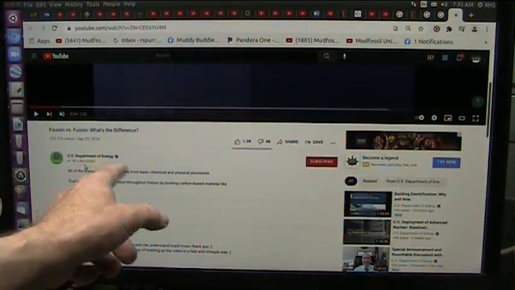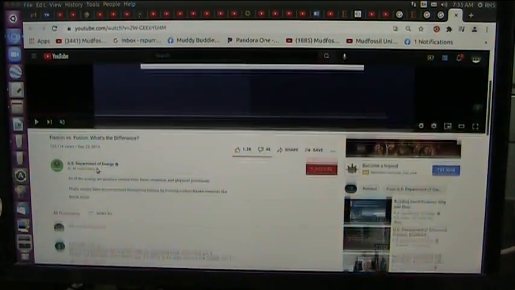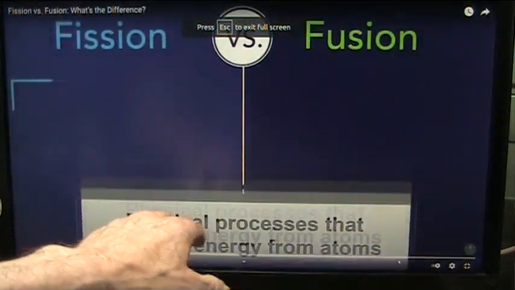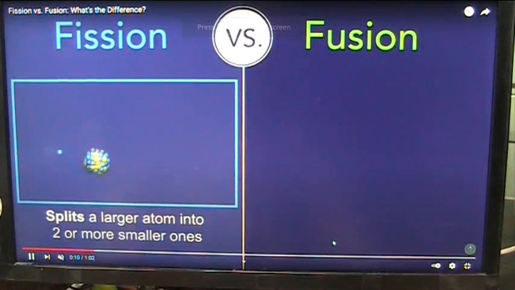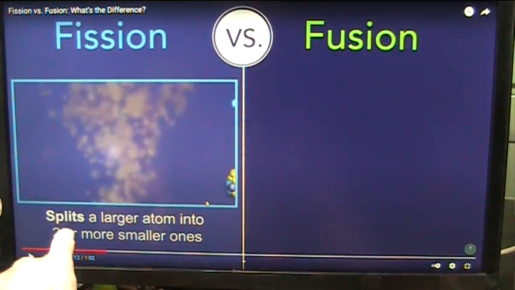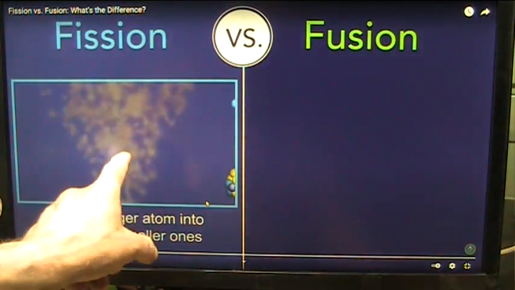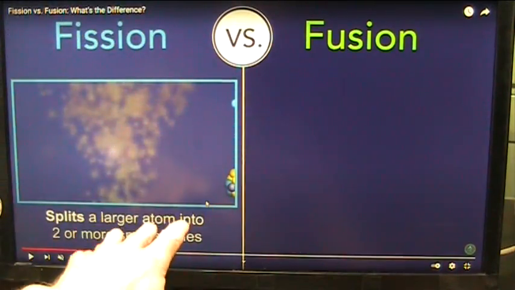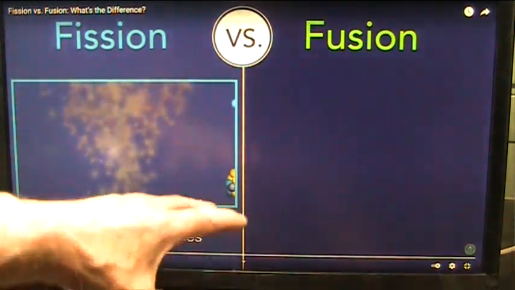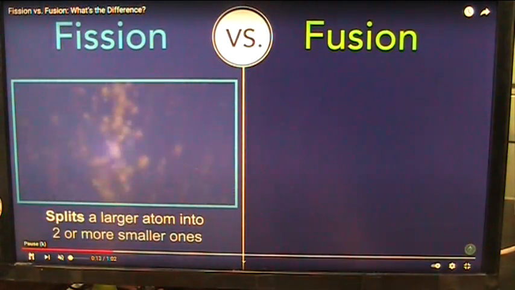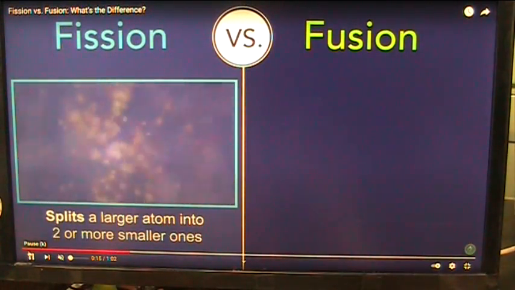Okay, this is from the U.S. Department of Energy, who has me blocked from commenting on anything. And they're talking about fission versus fusion. Let's see what we have here. Physical processes that produce energy. All right, so boom. We split a larger atom into two or more smaller pieces. We split photons. That's the problem. They don't understand that we can get down to the level we're at. So they're trying to split huge pieces, and that's dangerous. All right, so they split them into smaller ones.